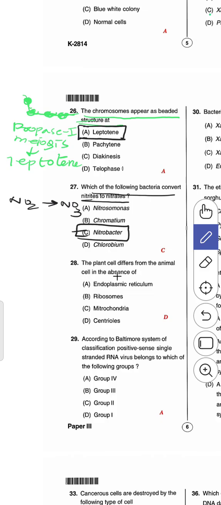Then 28th, the plant cell differs from the animal cell in the absence of. Endoplasmic reticulum will be seen in both the plants and animals. Ribosomes will be found in both the organisms. Mitochondria will be seen in both the plant as well as animals. Whereas centrioles are only present in case of the animal cell. So D is the right answer for this question.